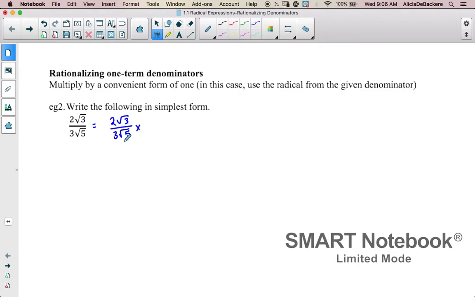So the radical in the denominator is root 5. So I'm going to multiply by root 5 over root 5. Notice that this is just multiplying by 1, right? Nothing here is actually changing the value of this expression.